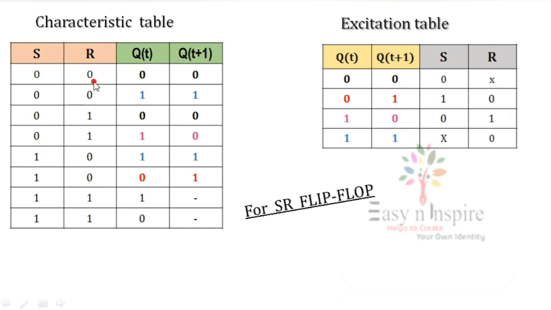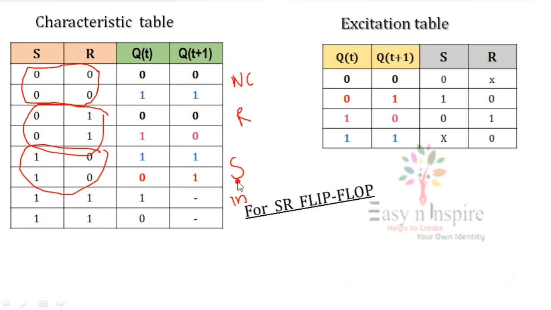If you observe here, we know that the SR characteristic for S0, R0 condition is nothing but the no change condition. Next, S0, R1 condition, listen carefully. Here R is highlighted, that is nothing but the reset condition. S1, R0, here S is highlighted, so the output is set. S1, R1 is nothing but the invalid condition. So we know all these conditions.